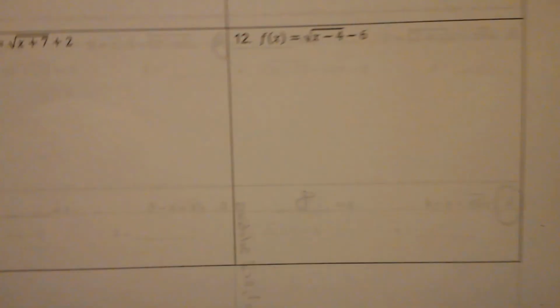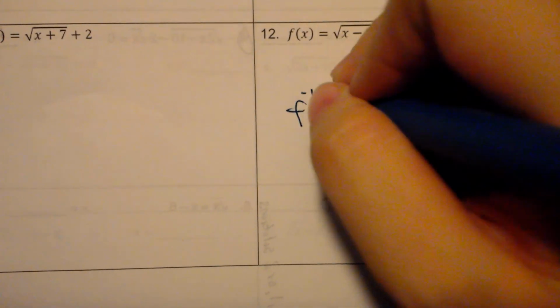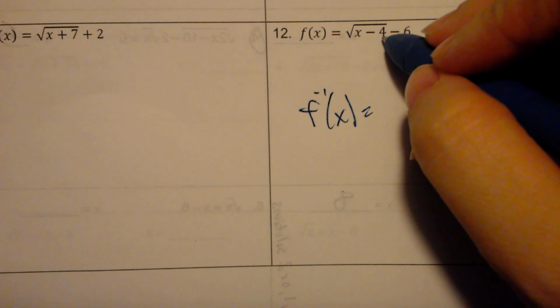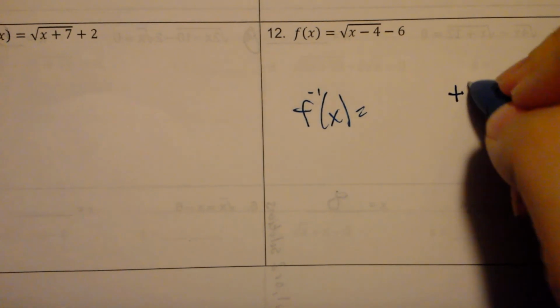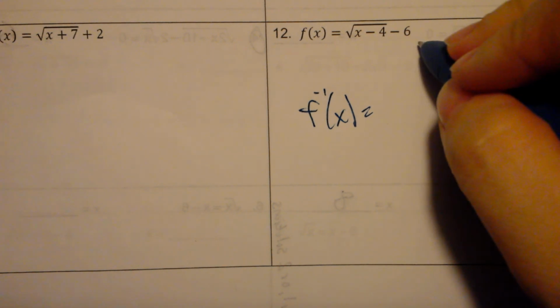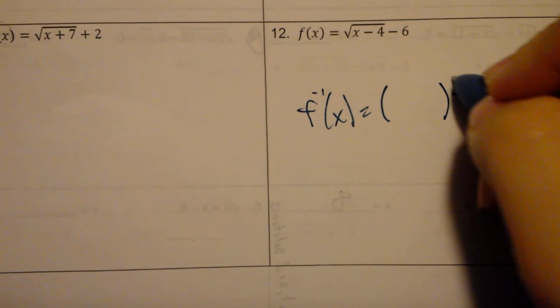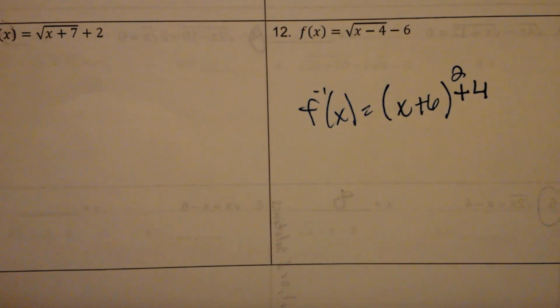So number 12, I'm going to try it again. My inverse. The inverse of square root is square. -4 is on the inside, so it's going to be on the outside of my inverse. -6 is on the outside, it's going to be on the inside of my square. So everything switches places. All your numbers, rather.